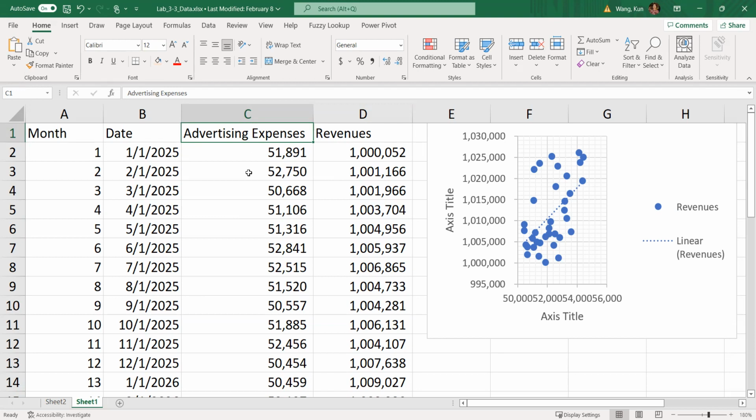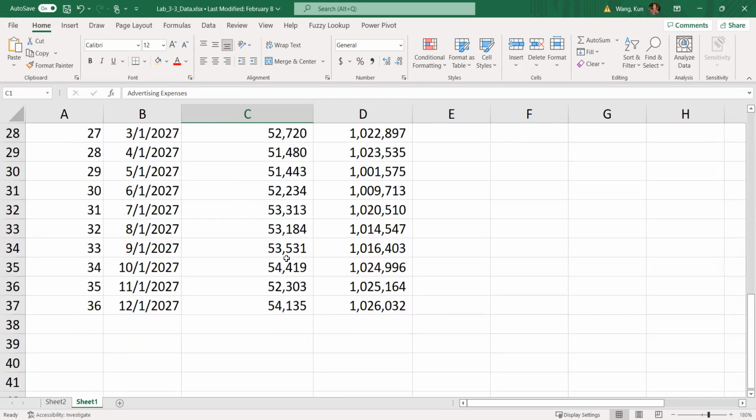I'm trying to analyze the relationships between two groups of data. So advertising will be my independent variable. This is the cost driver, for example, and this is the result. So how my cost inputs will impact the total cost. And this is the data you can see.